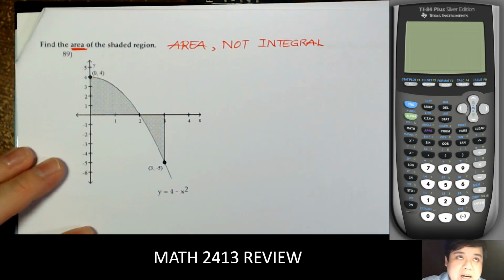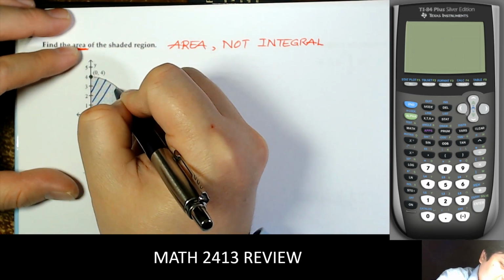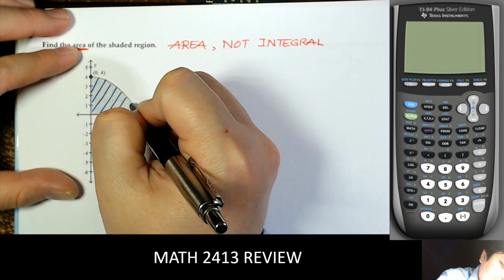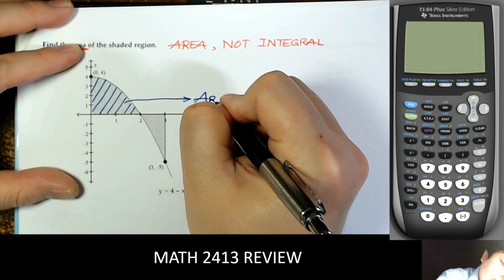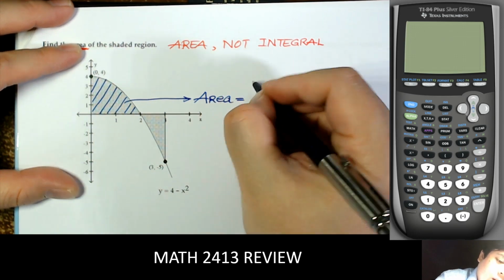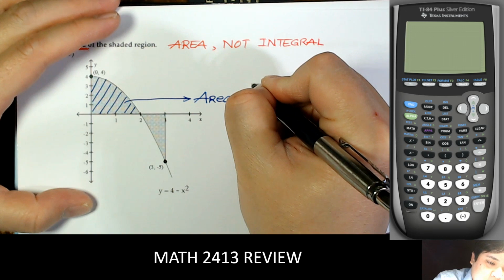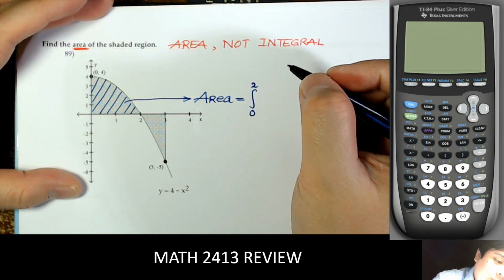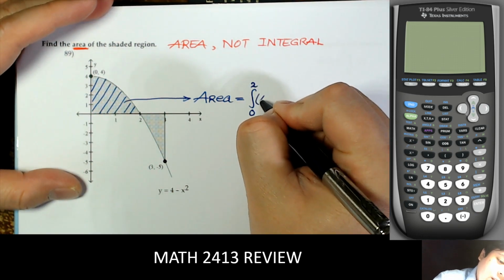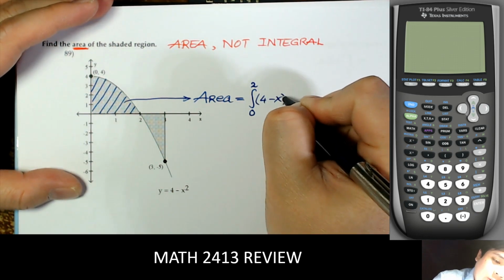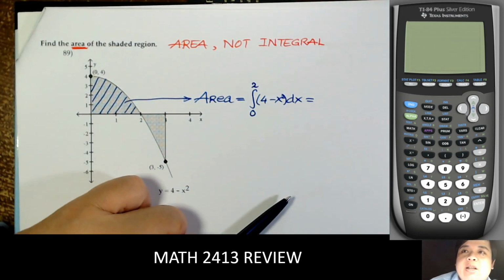Right. So in that case, this region that is above the area is equal to the integral from 0 to 2, and the function is 4 minus x squared dx. Right, just get the values here.